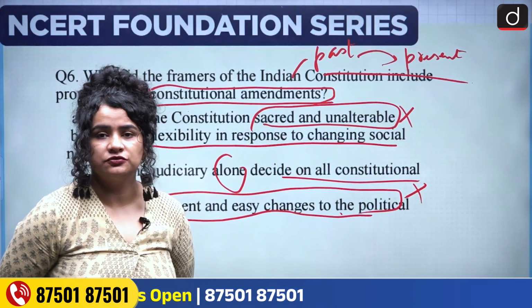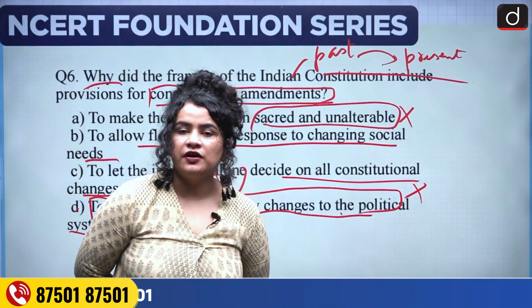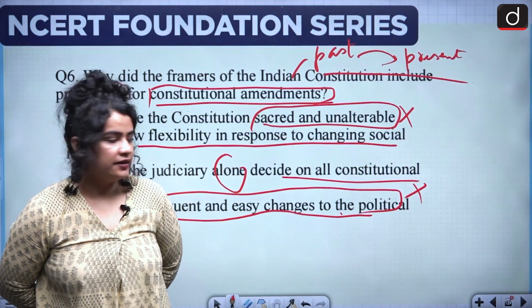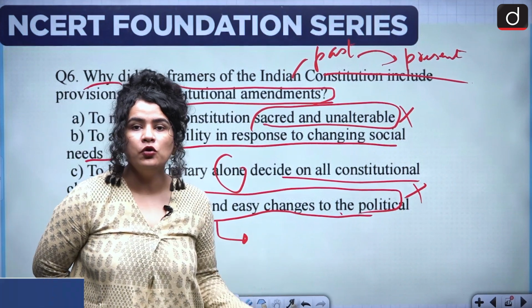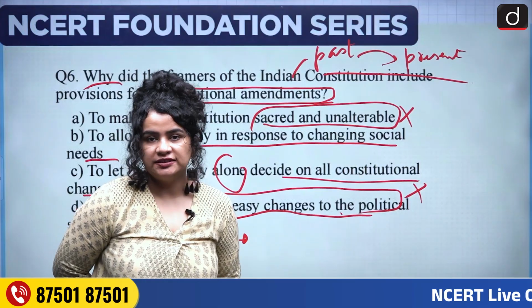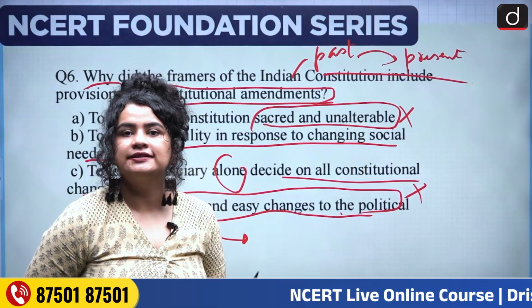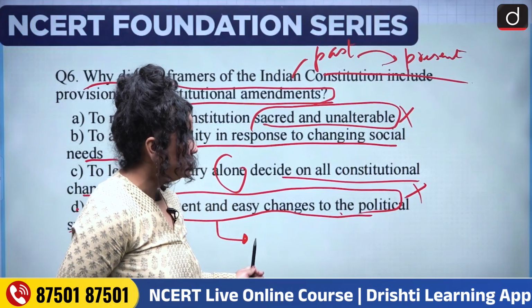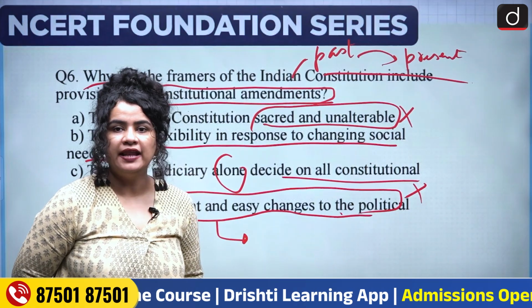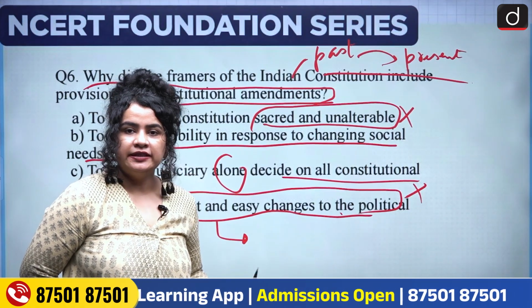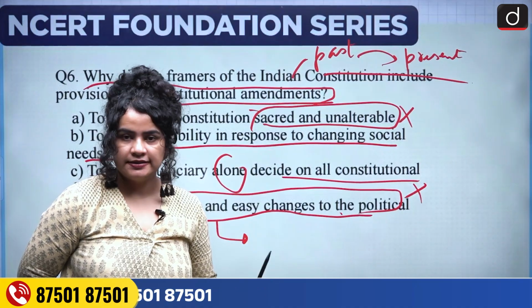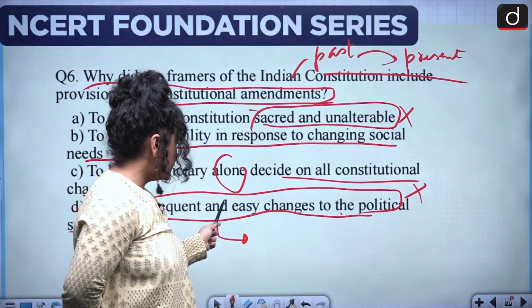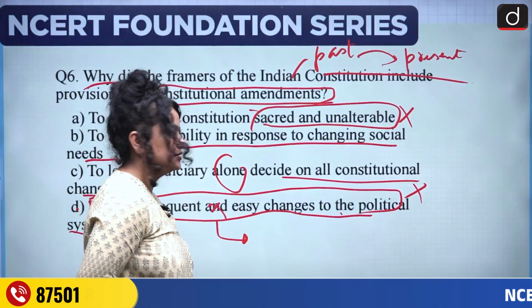Our members of the Constituent Assembly, the founding fathers of our constitution, were not thinking along these lines, because this would lead to more instability. More instability is not desirable. They wanted more stability. They wanted to balance between stability as well as needs of the changing times. Okay. So this, no, easy changes to the political system.